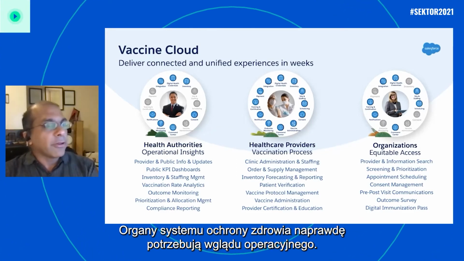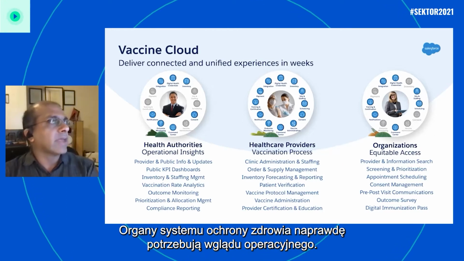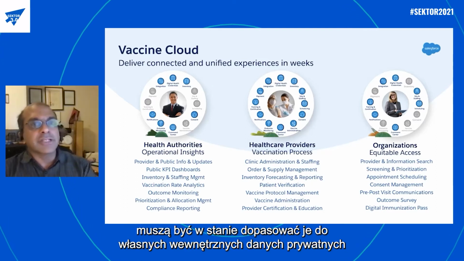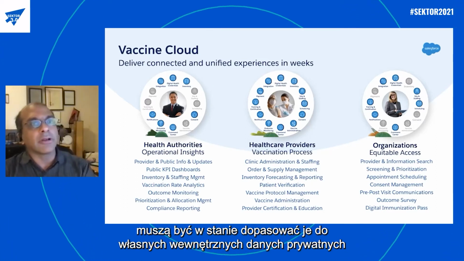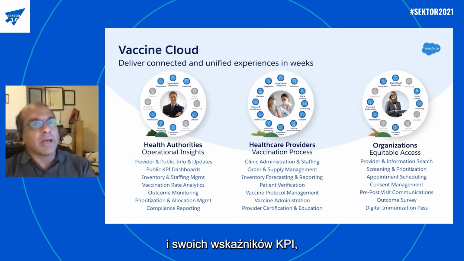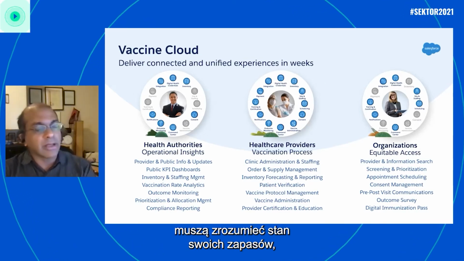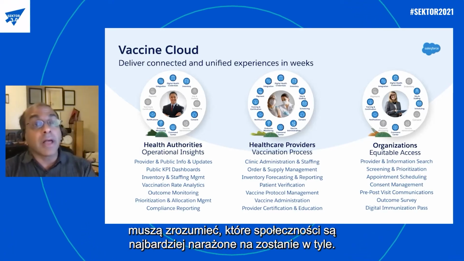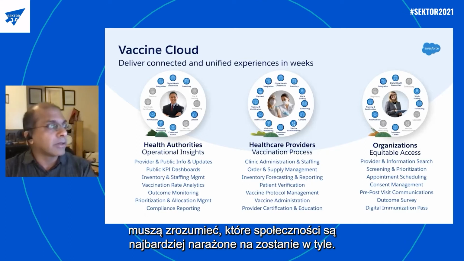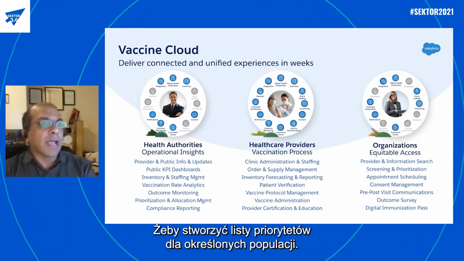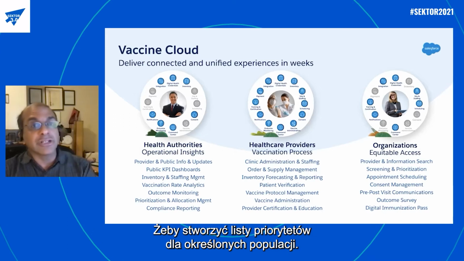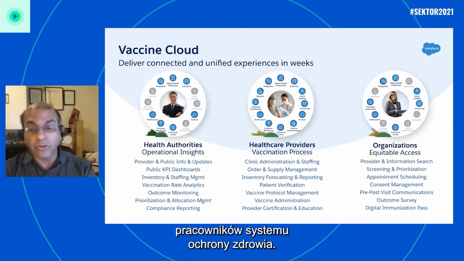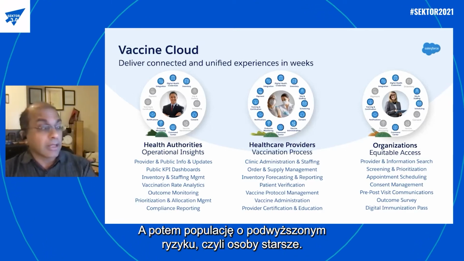For health authorities, they really need operational insights. They need to know what the public data is doing. They need to be able to match that to their own internal private data and their KPIs. They need to understand their inventory status. They need to understand which communities are at highest risk for being left behind, to make sure that they're not leaving anybody behind, and to create priority lists for certain populations of individuals. So in many cases, we're looking at vaccinating the healthcare workers first, and then higher risk populations like the elderly.